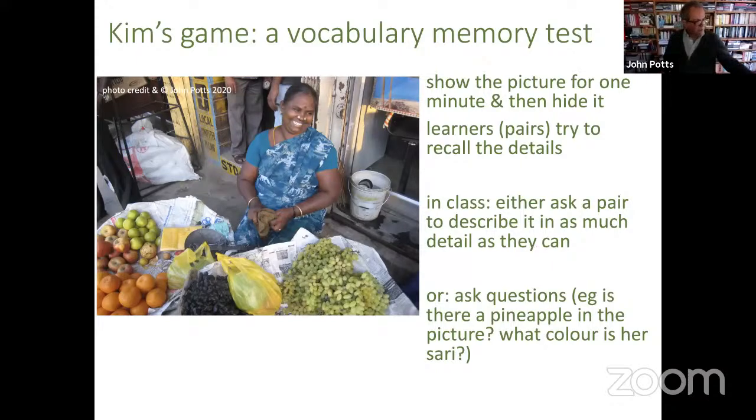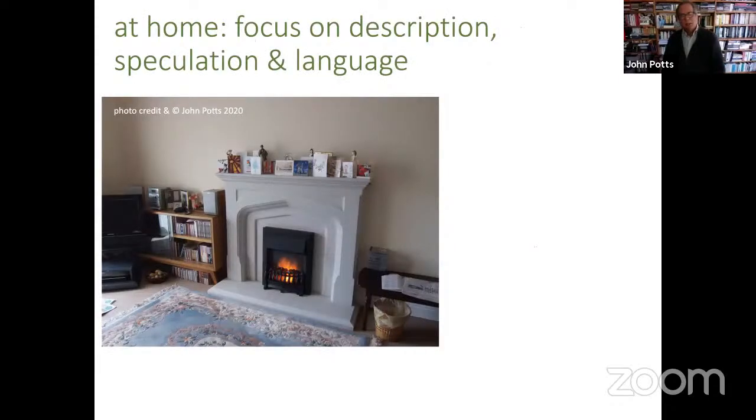A similar sort of thing can be done, but not a memory test, by using a picture which shows lots of things. So this is a picture taken at home. Is it my home? I don't know. I'll leave that to you. So what I'd like you to do in the chat box, please, can you type in one or two of the things that you can see in the picture? What can you see? Type into the chat box, please, a few things that you can see.